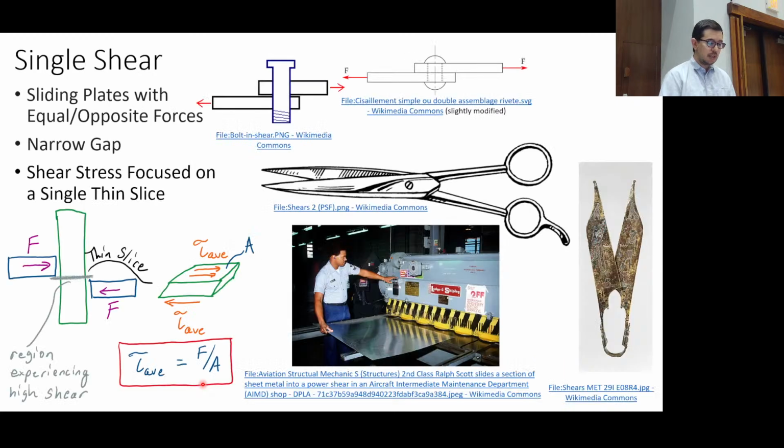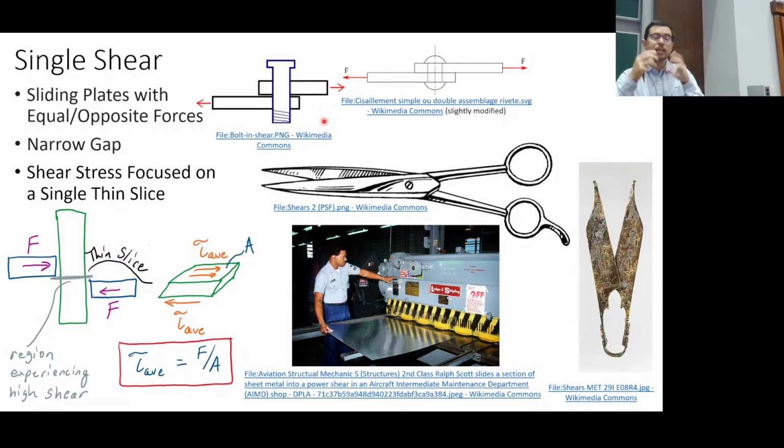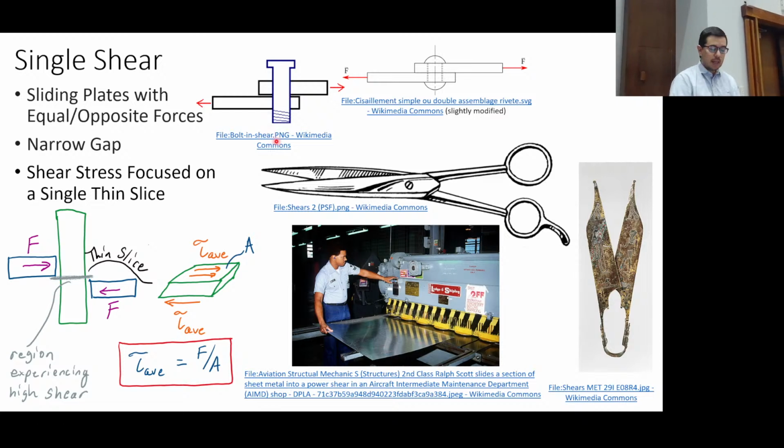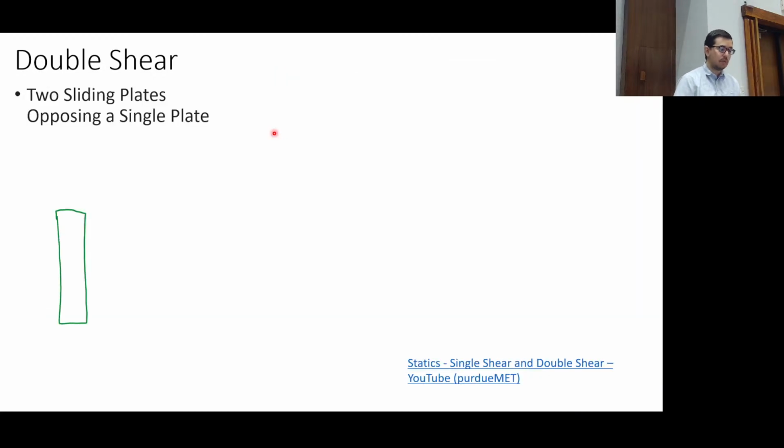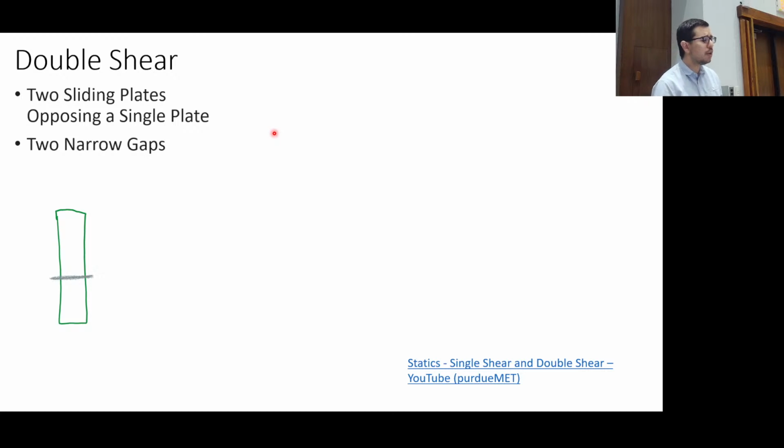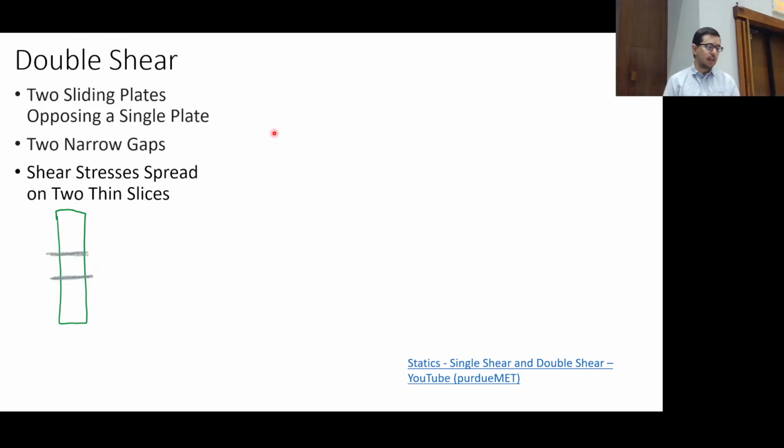So you can imagine if I need to secure two plates to each other, or if I have two plates with rivets, okay, like on a fuselage for an airplane, okay. This is one way to do it. Okay. Another way to do it is to have like a double plate, so a plate on top and a plate on bottom, and that is what we get when we talk about double shear. Okay. So in double shear, we have two narrow gaps instead of one. Okay? And so the shear stresses are spread between these two thin slices.